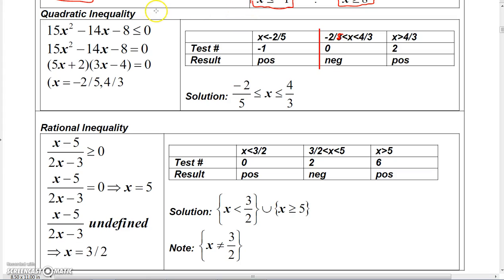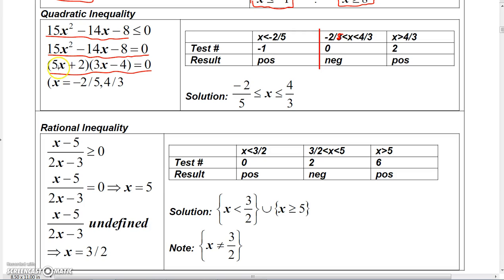In this example, I'm going to show you how to solve a quadratic and irrational inequality because they're very similar. When you have a quadratic inequality, that's when you have a quadratic expression less than or greater than 0. What you want to do is try to find the roots of this quadratic expression. So you're going to set the quadratic equation equal to 0, and then you're going to solve it. And you should know how to do that by now.